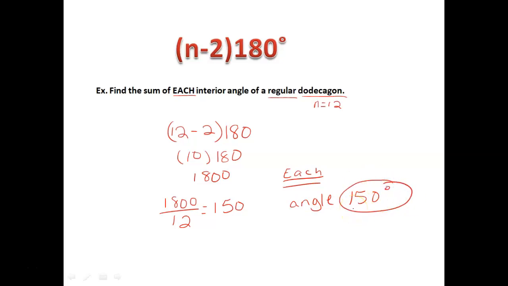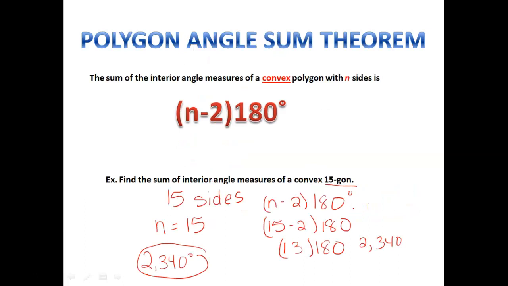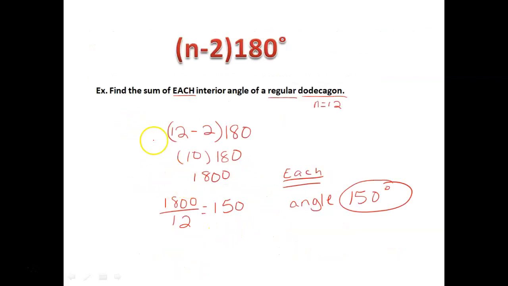So there's a difference in the questions. Here, they are asking for the sum of the interior angles of the 15-sided figure. Here, they want to know the measure of each angle of the figure. So just pay attention to what they are asking. Make sure you are writing these examples.